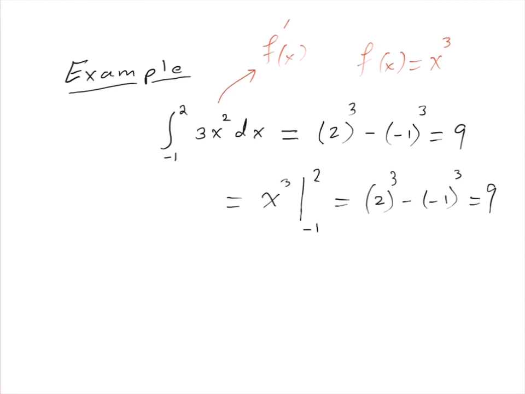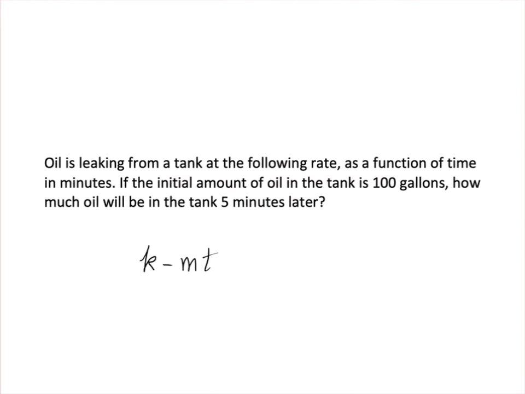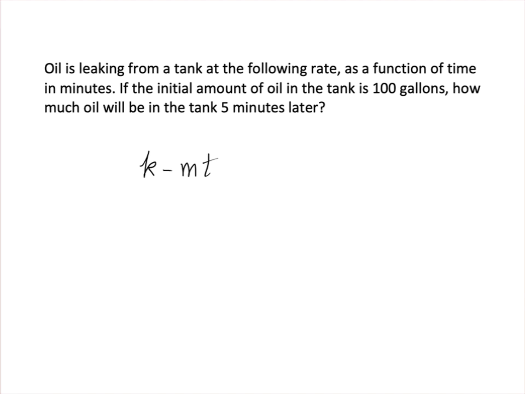Here's another problem. Suppose oil is leaking from a tank at the rate of K minus mt. K and m are constants. T is time, the variable. If the initial amount is 100 gallons, how much oil will be in the tank 5 minutes later? Let's say t is measured in minutes.